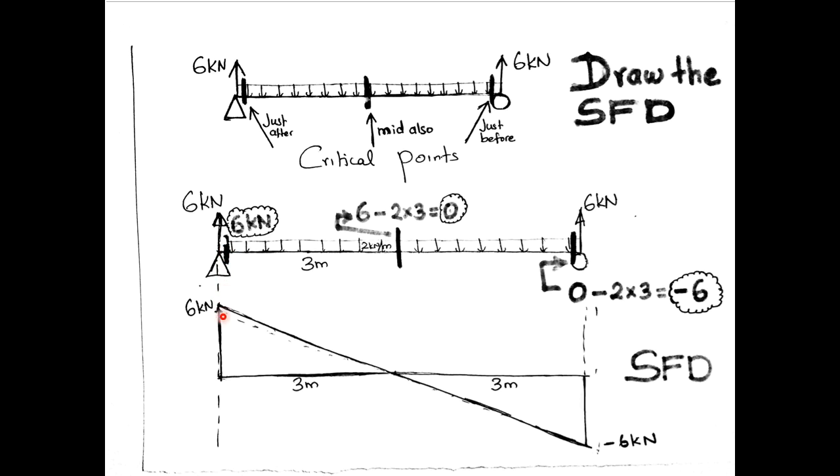This is 6 kilonewton. Here 0. Here minus 6. This should be a straight line. This one should be a straight line. Why? Okay, we will discuss later. This one should be a straight line.